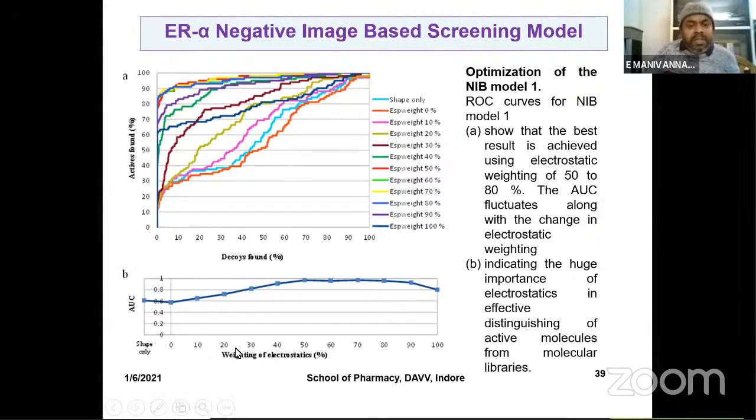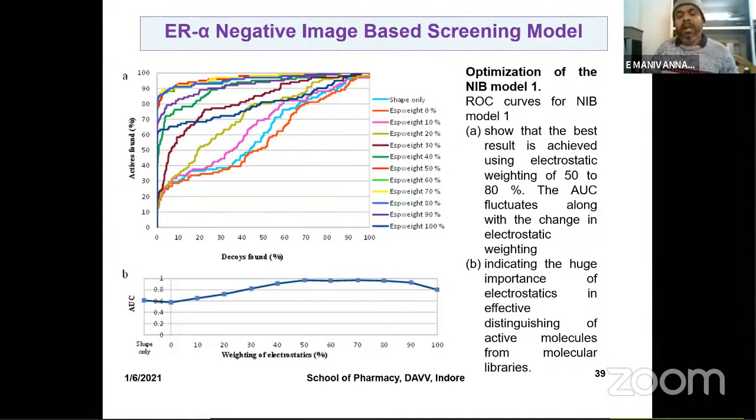Here, this is the AUC and weighting of electrostatics. You can say that with 50% ESP weightage, the AUC values are near to 1, that is 0.97, the red color. So the early recognition is also very high.